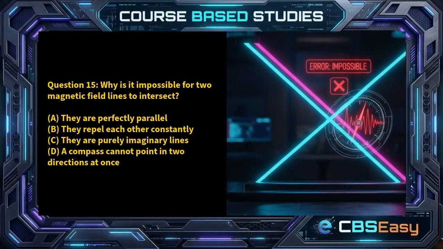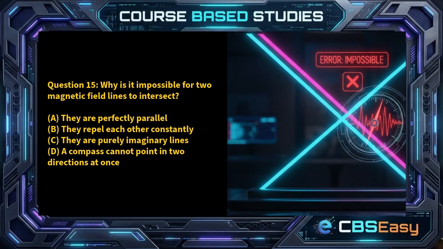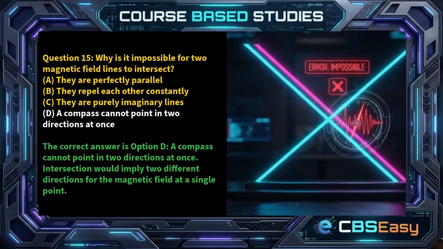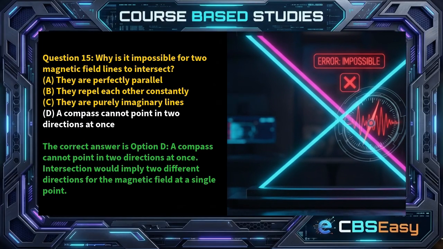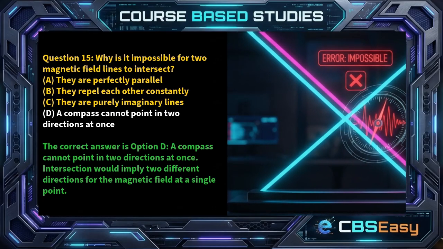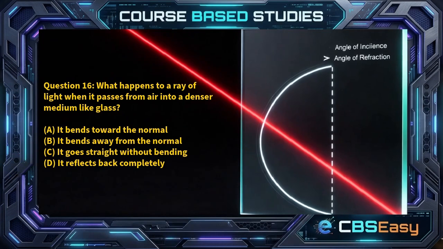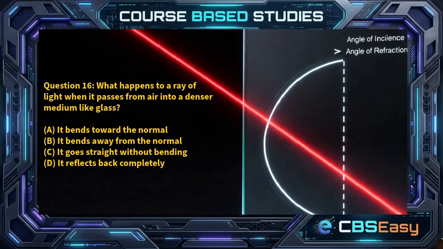Question 15. Why is it impossible for two magnetic field lines to intersect? The correct answer is option D. A compass cannot point in two directions at once. Intersection would imply two different directions for the magnetic field at a single point. Question 16. What happens to a ray of light when it passes from air into a denser medium like glass?